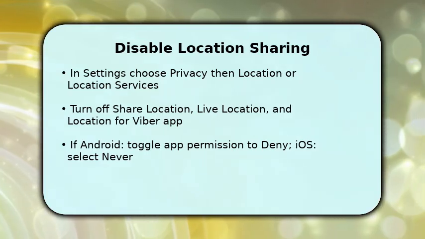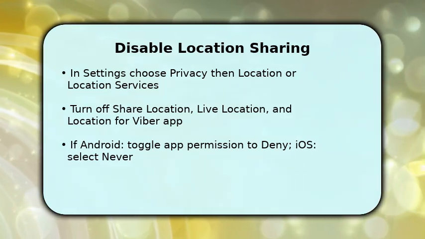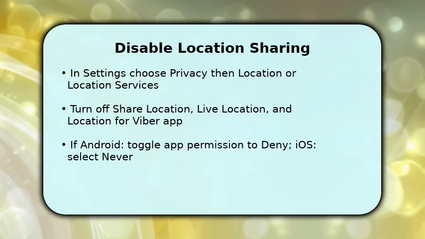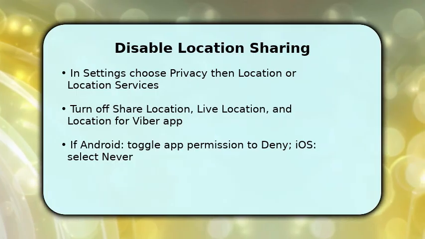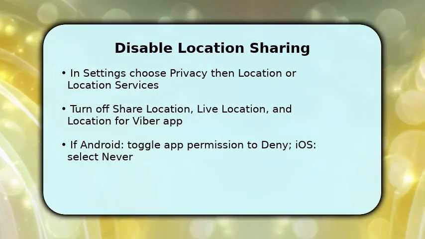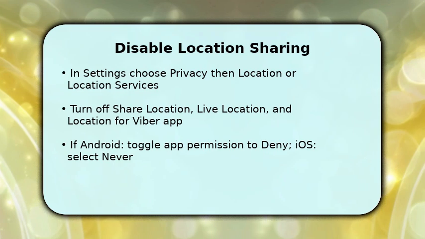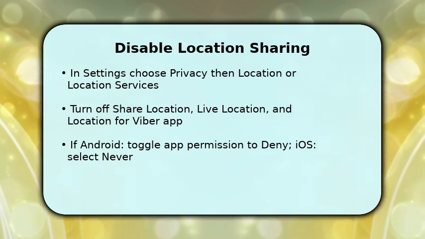Also locate and switch off any share location or live location toggles inside Viber's own privacy settings so chats can't send your position. Once done, exit settings and double-check a chat to confirm the location button is disabled, or finish by testing in a chat.